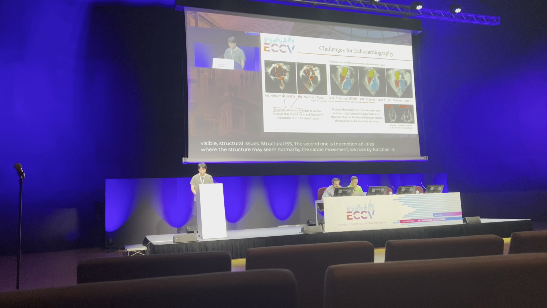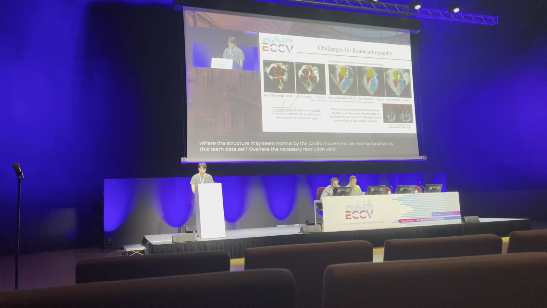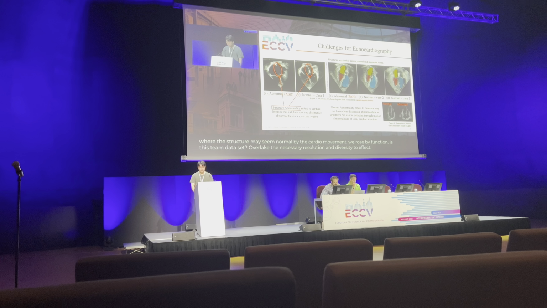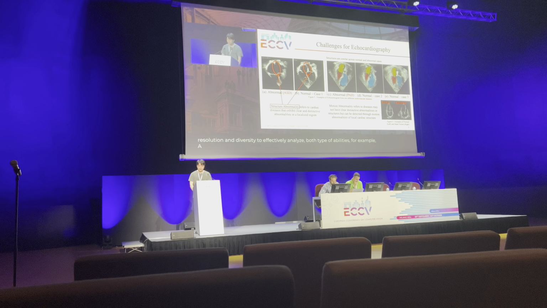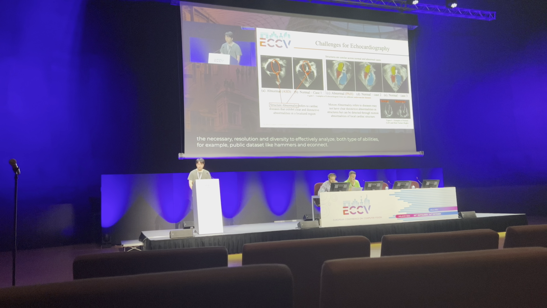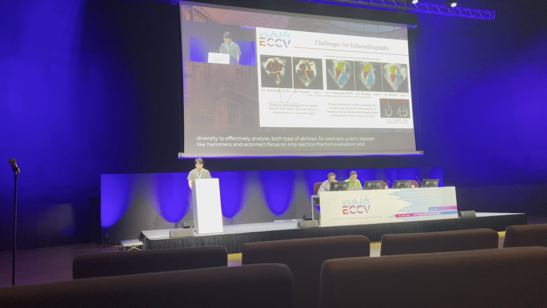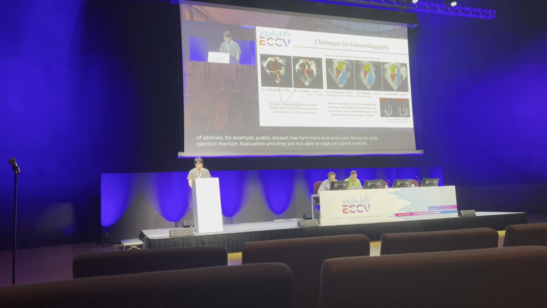Existing datasets lack the necessary resolution and diversity to effectively analyze both types of abnormalities. For example, public datasets like CAMUS and EchoNet focus on only ejection fraction evaluation, and they are not able to capture subtle motion change or structural issues well.